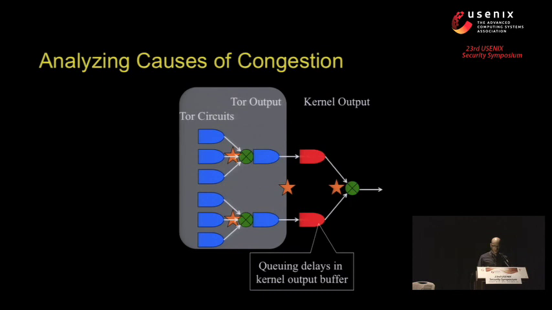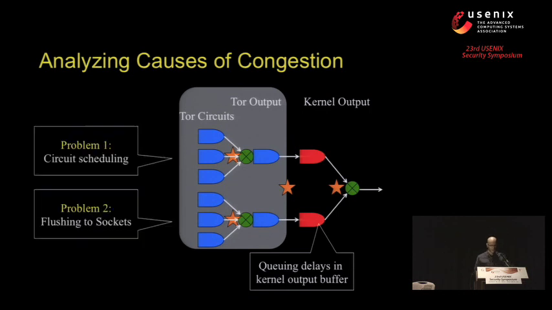So I'm going to remove the kernel input side here because we've identified the outgoing side as the problem. And again, queuing delays are occurring in these outbound kernel buffers primarily. So in our analysis, we found 2 main problems. One is that Tor wasn't doing circuit scheduling correctly, and the second was that flushing to sockets was causing a large amount of this congestion inside of the kernel. So we'll explore both of these in sequence.